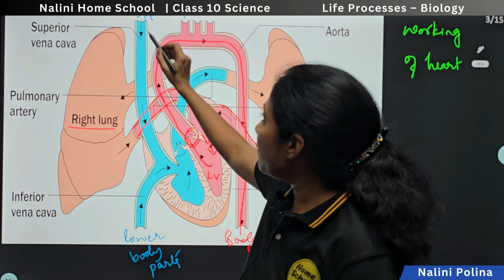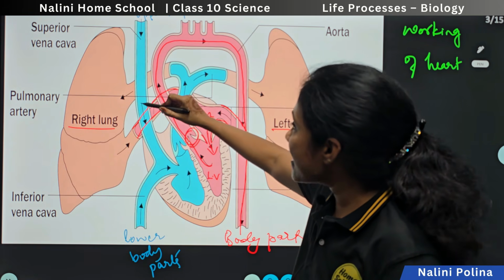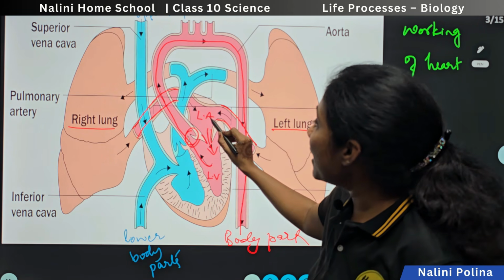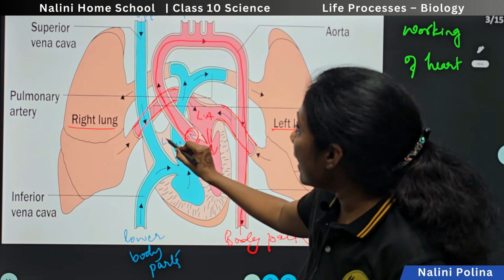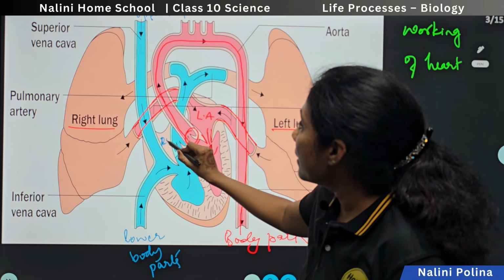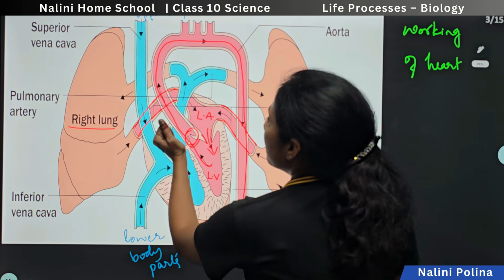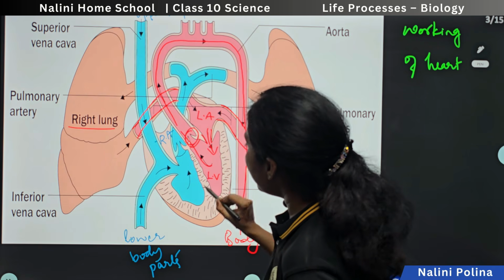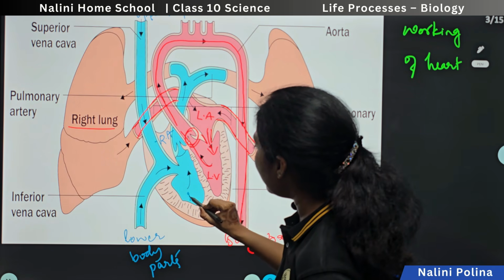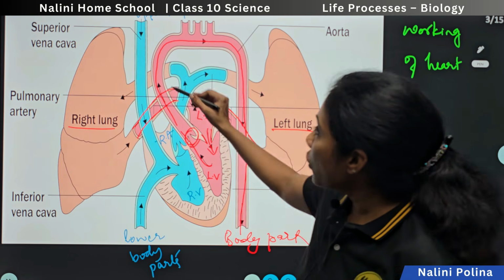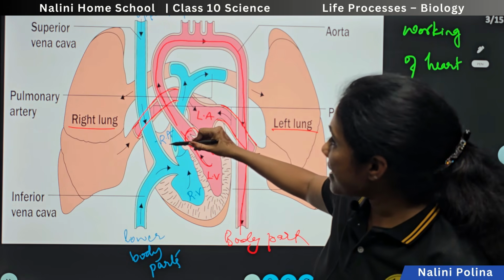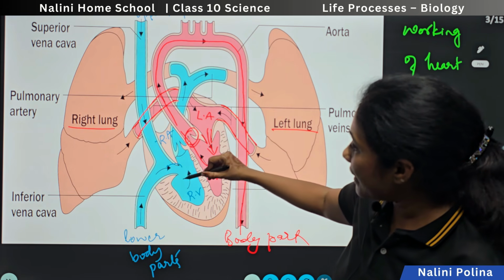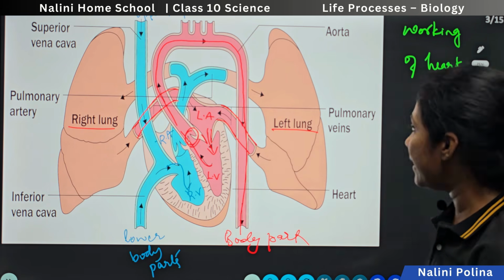So this superior Vena Cava and inferior Vena Cava are carrying the deoxygenated blood to the right atrium, guys. So this is your right atrium, and this is your right ventricle, isn't it? So from the Vena Cava, the blood is entering the right atrium, and then it is coming to the right ventricle, guys.